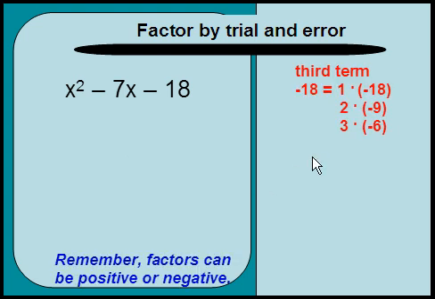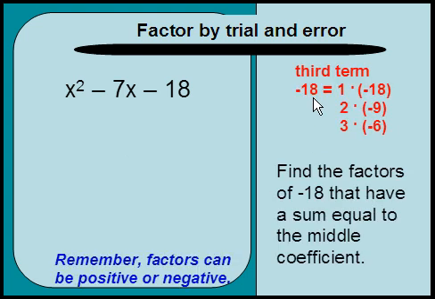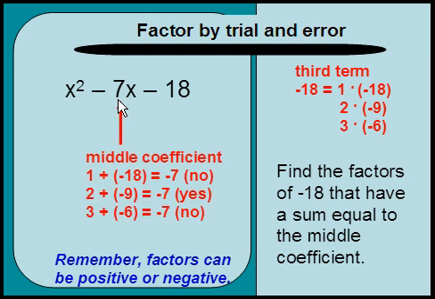Now that we have our factors of negative 18, we're going to use these numbers to find the sum that is equal to negative 7. So we add 1 plus negative 18, which is not negative 7, 2 plus negative 9, which is negative 7, 3 plus negative 6 is not negative 7.